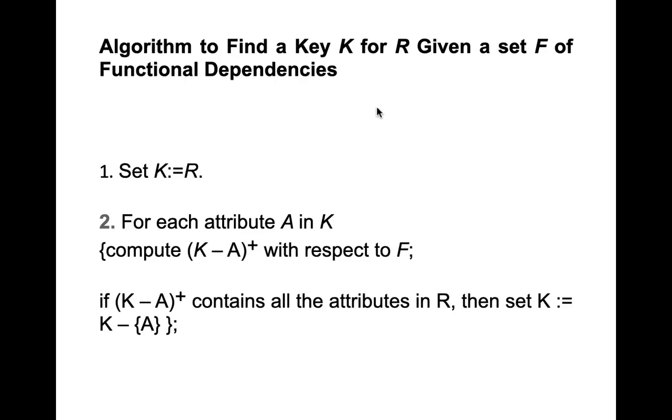So you have a simple algorithm stating how to find the key. Initially the key consists of all the attributes in the relation, that is K equals R. For each attribute in this relation, we try removing one attribute at a time and take the closure, until we reach a stage where we cannot remove any more attributes. If the closure of K minus A contains all the attributes in R, we can set that to be the key. That is how the key is found.